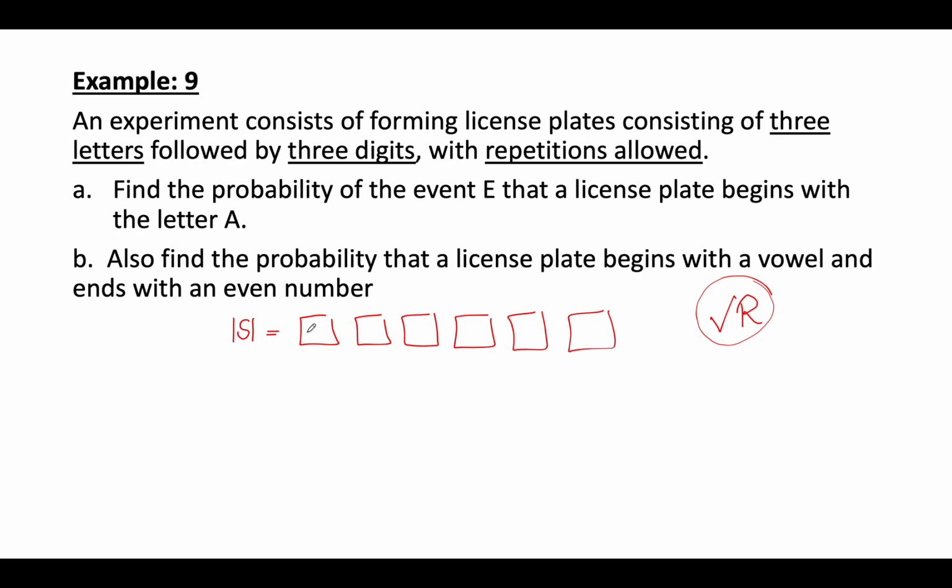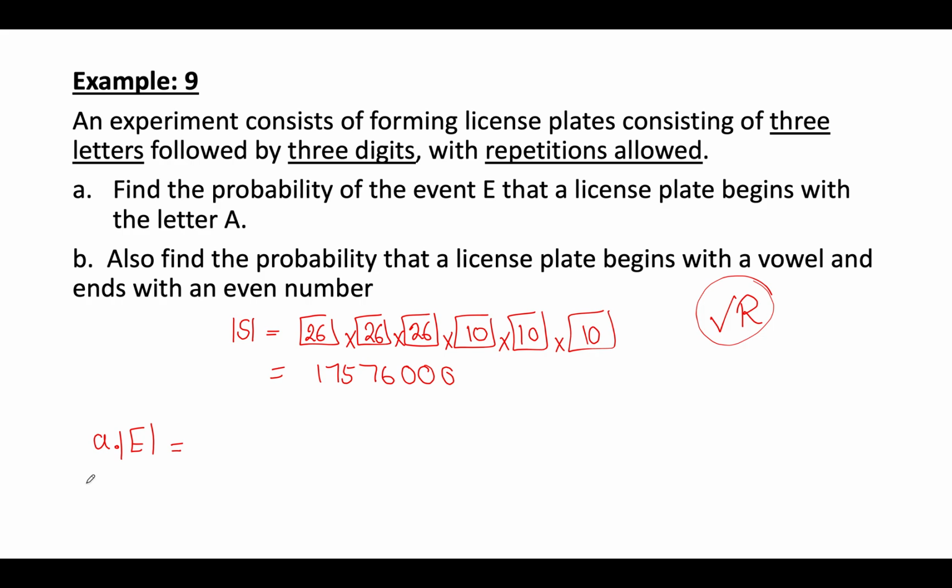Okay, so how many possibilities do I have to fill the first letter? I've got 26, times the second 26, the third 26. Then I've got 10 digits, 10 times 10. So here my sample space is equal to 17,576,000.